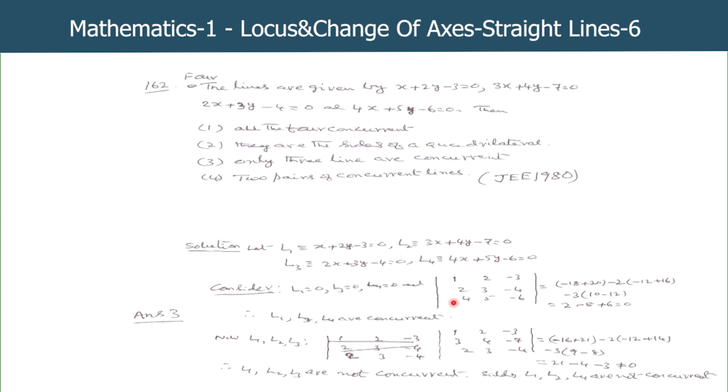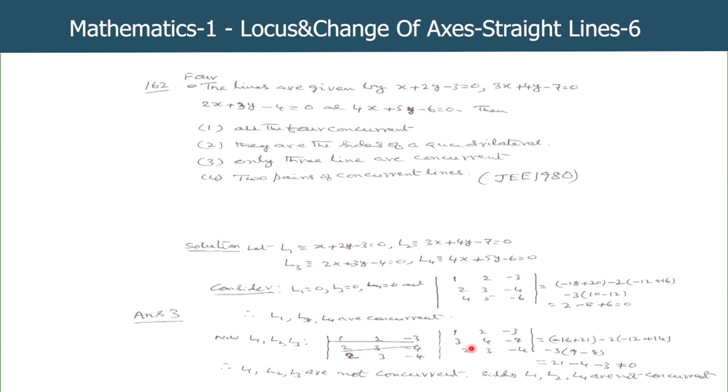Now, if you take the determinant formed by their coefficients, 1, 2, minus 3, 2, 3, minus 4, 4, 5, minus 6, expanding, you get 2 minus 8 plus 6 equal to 0. That means the lines L1, L3 and L4 are concurrent. Next, you consider the lines L1, L2, L3.